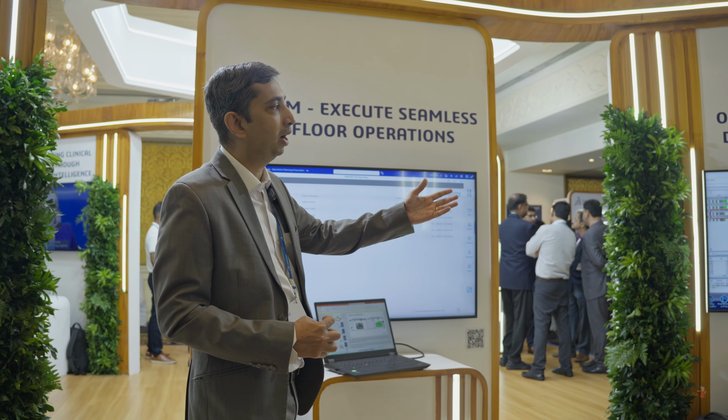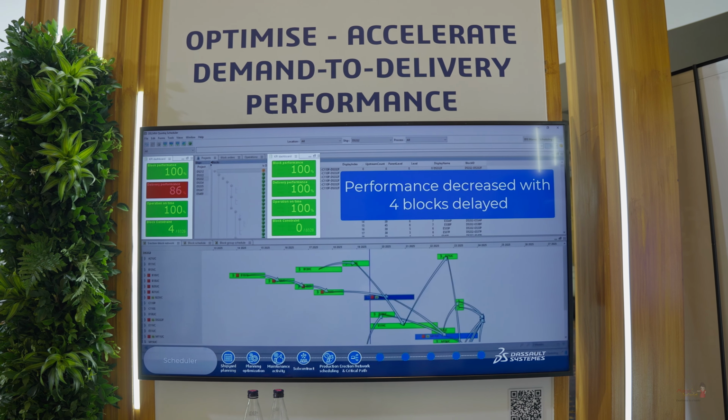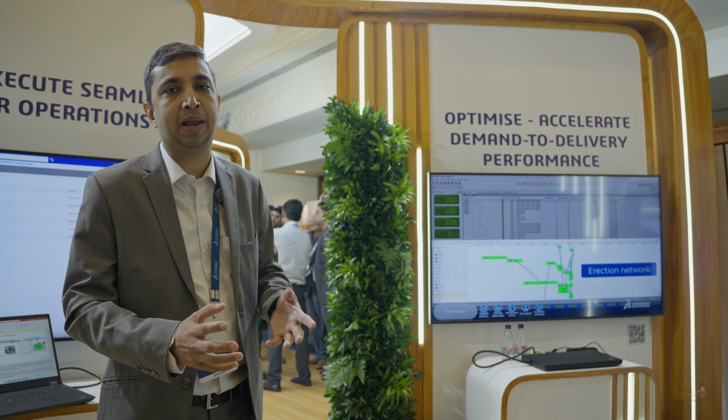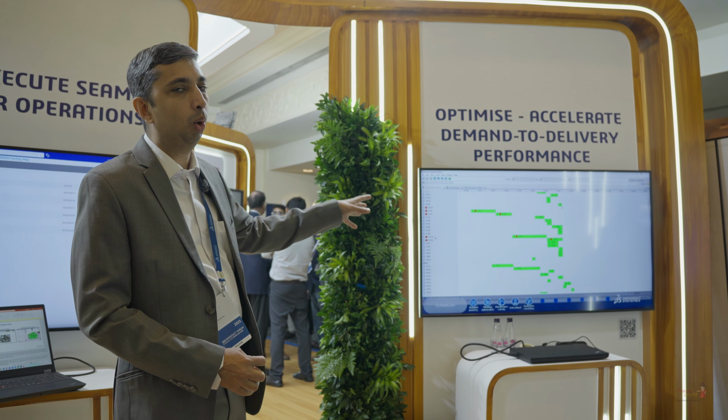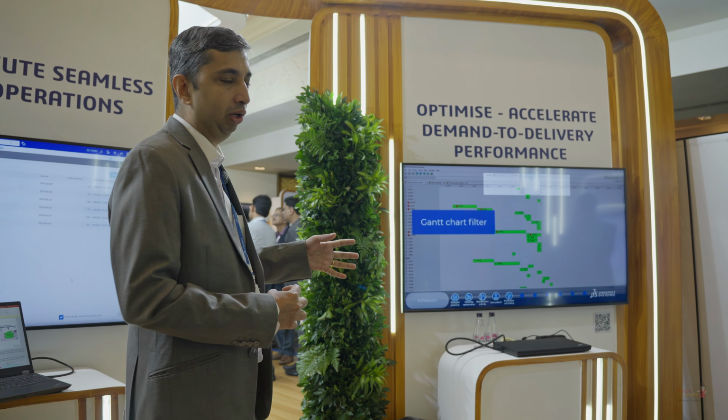And the third one is around the Optimise area. This is basically our supply chain virtual twin, be it the demand planning, supply planning, capacity planning, or the detailed scheduling. All of those solutions are available as part of our supply chain virtual twin solutions.